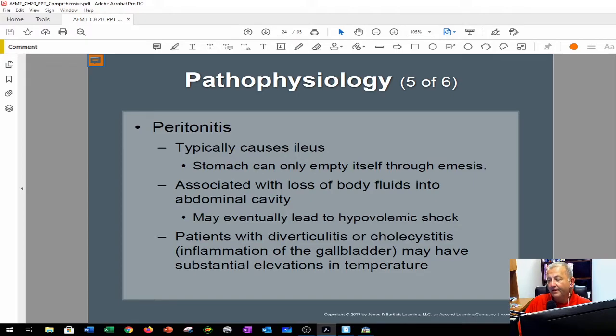They compare that, though, to appendicitis. And again, they may have normal temps unless the appendix has ruptured, right? And if that has happened, you can imagine you have all this bad stuff floating around inside the free fluid area of the abdominal cavity, and that's not good.